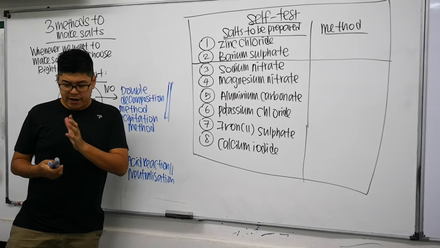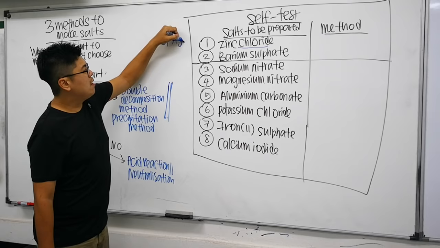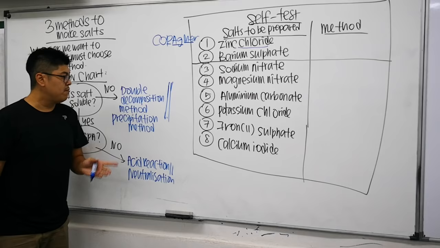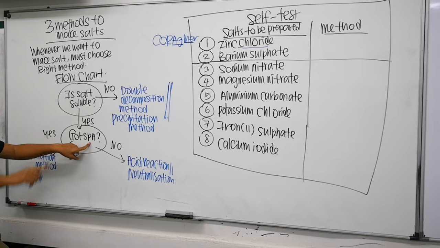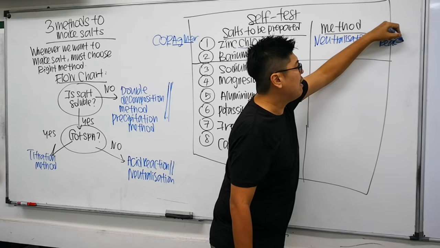Alright, first of all, zinc chloride. First question to ask yourself: is it soluble? Think about chloride, the exceptions: lead chloride, silver chloride, and mercury chloride. Zinc is not in the list, therefore it is soluble. Go down. Do you have spar? Sodium? No. Potassium? No. Ammonium? No. Clear? I should use acid reaction, also called neutralization. You will know why I call it acid reaction in the next lesson. I'll tell you why.